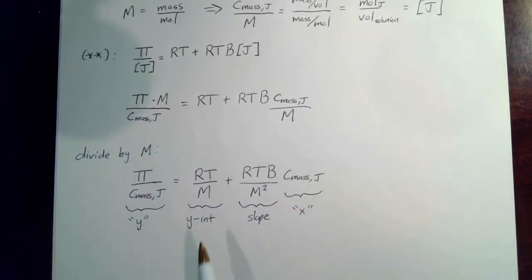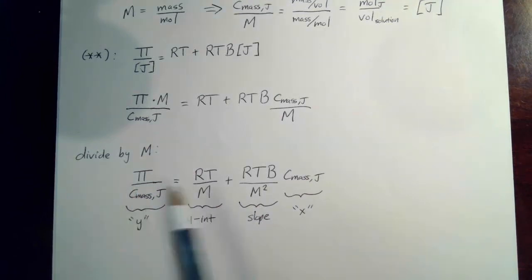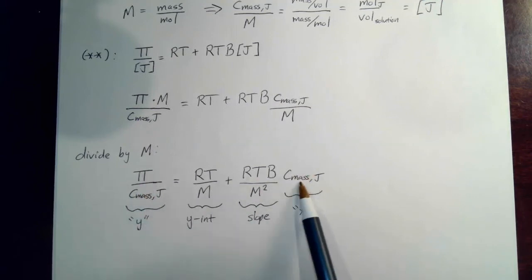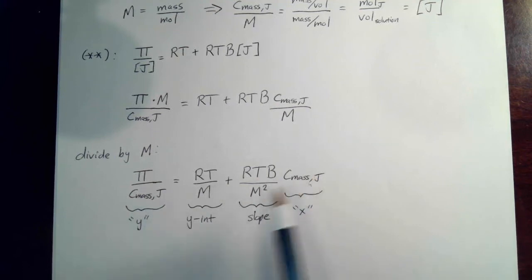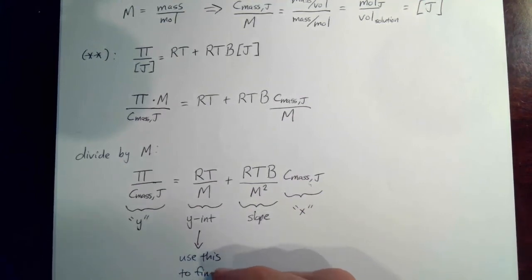And so what we do is we take our data, so we have pi, we have C mass data, and we're going to plot pi over C mass versus C mass, okay? And when we do that plot, we can look at the y-intercept here, and we're going to use this to find m, the molar mass, because here there's an m in our formula here.